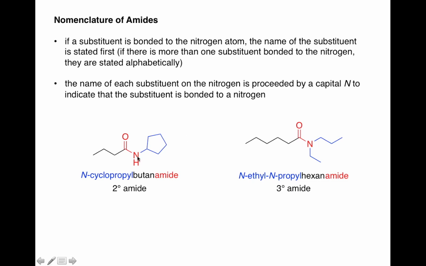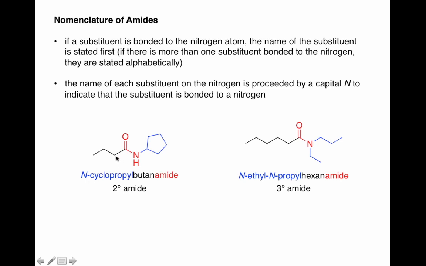If the nitrogen is attached to more than 1 carbon, now we have to treat the name of the molecule a little bit differently. Now we have to name substituents off of the nitrogen as well. So if there is a substituent bonded to the nitrogen atom, that substituent name is placed out front of the parent name. If there's more than one, they're alphabetized. And to indicate that that substituent is attached to the nitrogen, an N is placed out front of that substituent name rather than a number.